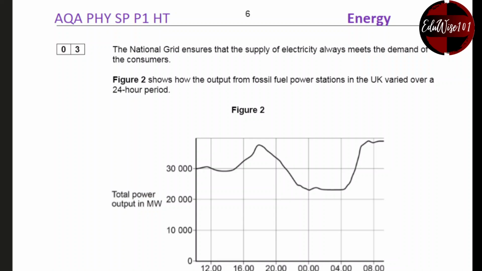Hello everyone. In this video, I'm going to go through the AQA Physics Paper 1 higher tier. This is the specimen paper, question number 3, which is on the topic of energy. The national grid ensures that the supply of electricity always meets the demand of the customers. Figure 2 shows how the output from fossil fuel power stations in the UK varied over a 24-hour period.